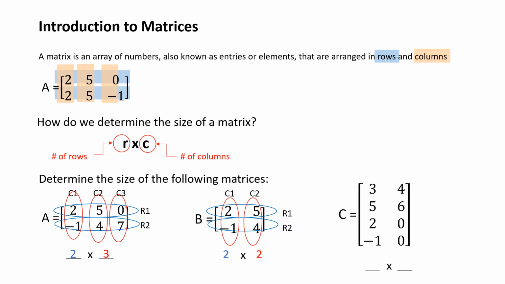Let's look at one final example. Matrix C consists of 4 rows, so R is equal to 4, and 2 columns, so C is equal to 2. Therefore, the size of matrix C is 4 by 2.